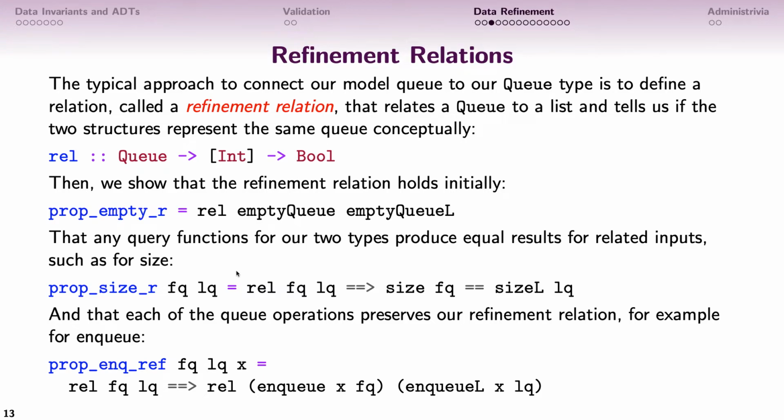And if we have a fast queue and a list queue that are related, then the size function should return the same results for both the fast queue and the list queue. And if we enqueue onto the fast queue and enqueue onto the list queue, they should return related results if the original queues were related, right? So these three properties essentially say that our refinement relation, this special relation here, is preserved across all of the executions of the program. And I have this in pictures as well.